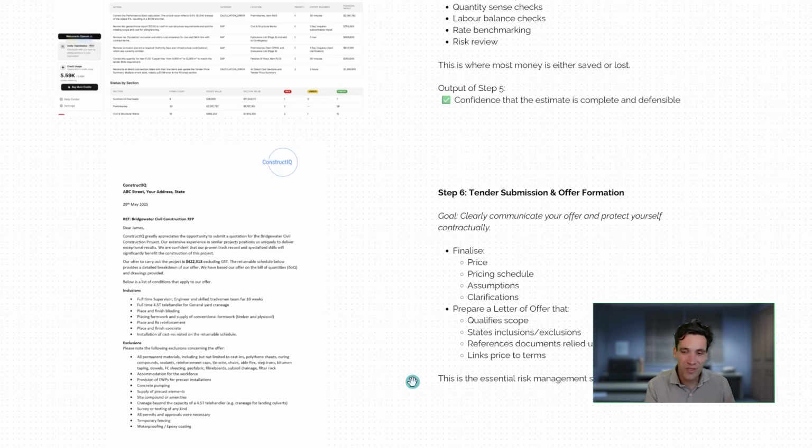For example, every client will send you a bill of quantities and put a general note somewhere saying you can't rely on our quantities. In that case, I would just say we've relied on your quantities in the letter of offer. But I'm kind of rambling.